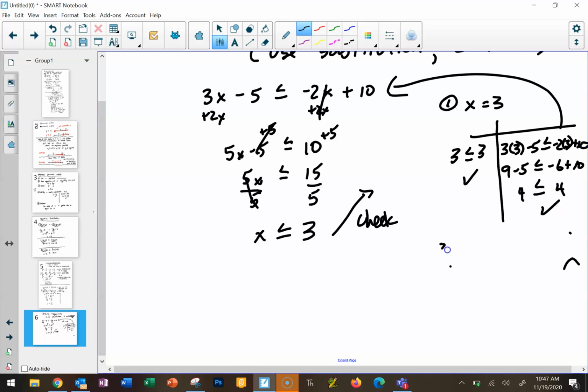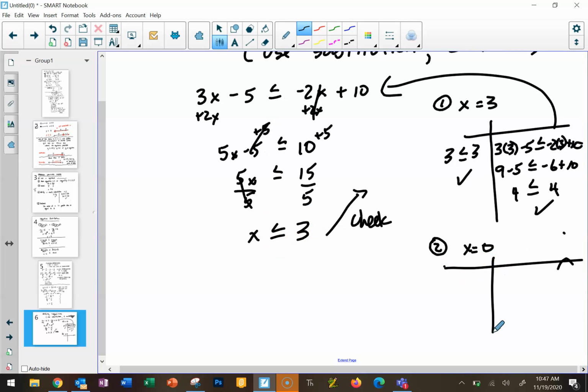So that would be checking with one number, and then your second number, let's check with something that's less than 3 again. Let's check with 0. Okay, you can pick whatever numbers you want as long as they are true over here. So if we check with x equals 0, the one side's obviously very easy. Is 0 less than or equal to 3? That's an easy check. And then on the other side, we've got 3 times x, which is 3 times 0, minus 5. Is that, and I should put a question mark there, is that less than or equal to negative 2 times 0 plus 10? And so 3 times 0 is 0, so that's minus 5 over here. Is minus 5 less than or equal to, well, that's 0 there, so it's positive 10. So that's an easy check.